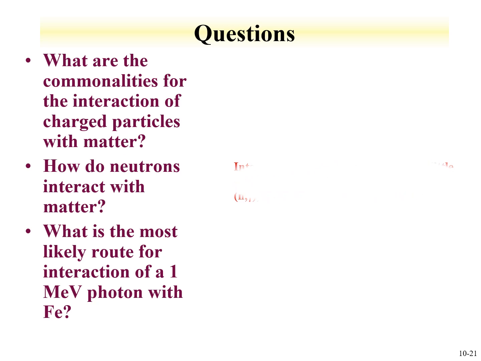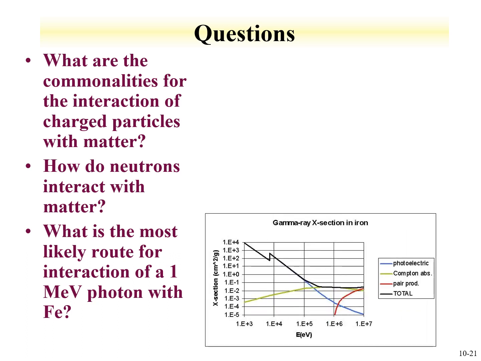Another question you should be able to evaluate: what's the most likely route for the interaction of a 1 MeV photon with iron? You're given data that look like this, a cross-section as a function of energy for different photon interactions. We know that there's the photoelectric effect, Compton effect, and pair production.